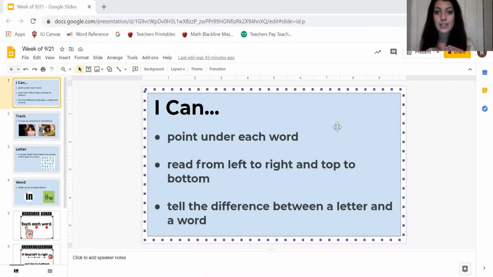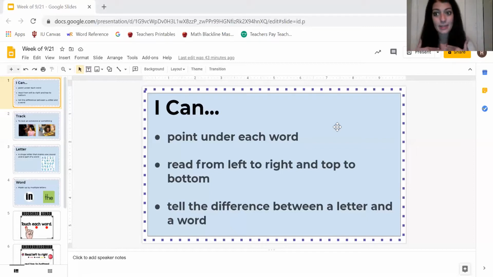Good job, scholars. Our next one, I'm going to read it first. I can read from left to right and from top to bottom. Let's do it together. I can read from left to right and from top to bottom. Good job, scholars. Let's do our last one.